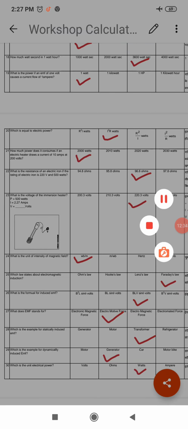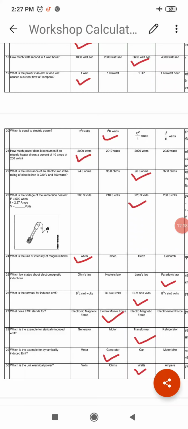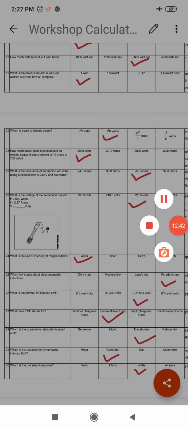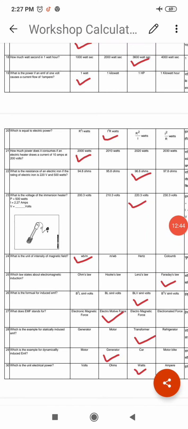Next, what is the equal of electric power? It's I square into R watts. How much power does it consume if the electric heater draws a current of 10 amperes at 200 volts? 2000 watts. What is the resistance of an electric iron if the rating is 220 volts and 500 watts? 96.8 ohms. What is the voltage of an immersion heater?